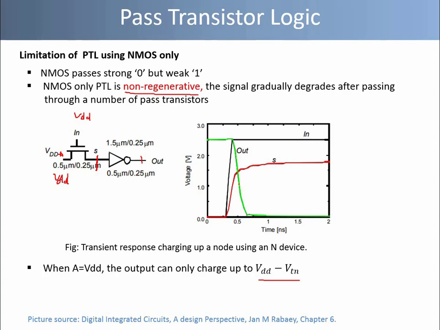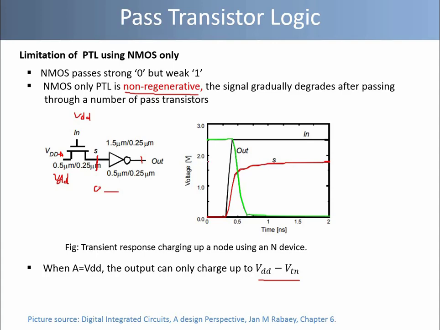And this situation is also demonstrated in the transient response of charging up a node. Assume that this node is initially at 0 volt, and we observe that the potential difference between gate and source is maximum in this case, which is VDD, and as a result of this node tends to charge quickly. But as this voltage increases, the charging effect becomes slow, and because of this the tail end of transient has a very slow response.